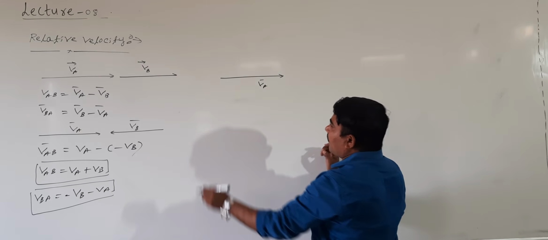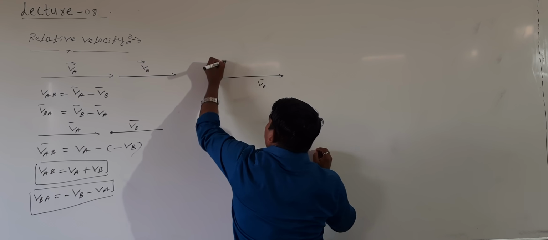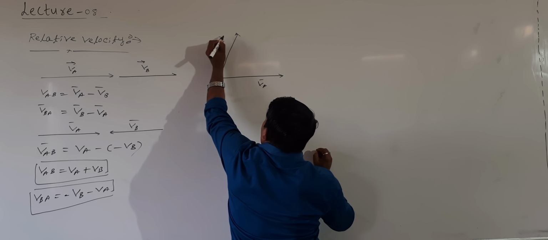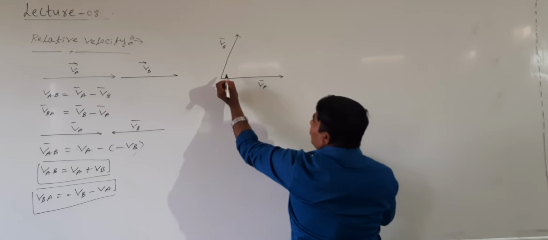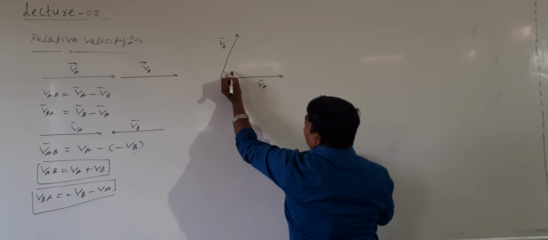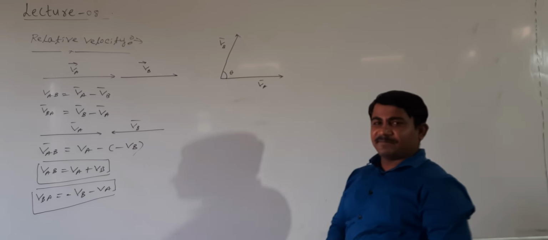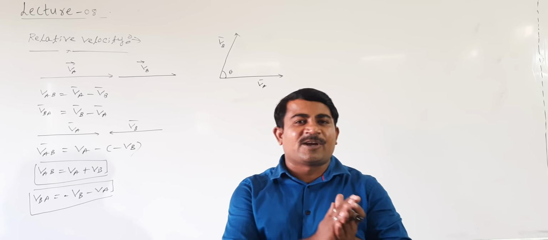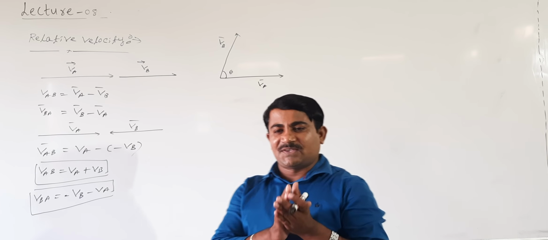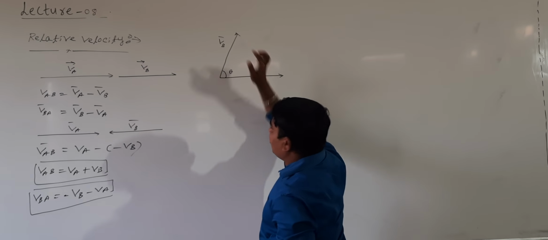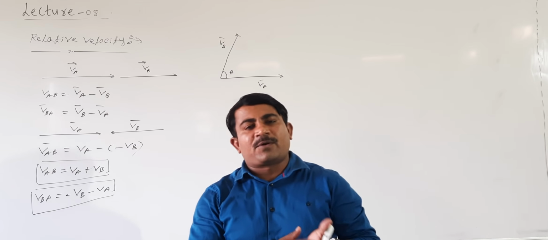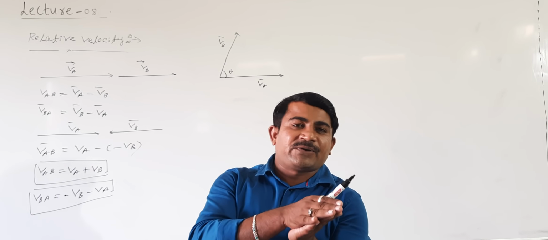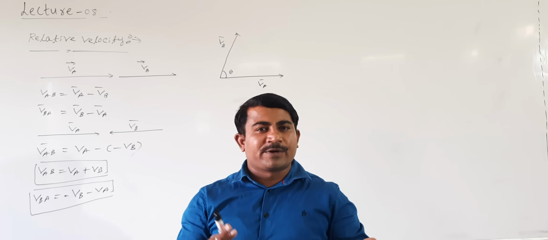Now I will take this as the velocity of another body. Velocity of this body can be represented by VB. How are they? VA and VB are inclined at an angle theta. Then in this case, how do we represent the relative velocity? It is very important. See here. You can represent either the velocity of body A with respect to body B, or the velocity of body B with respect to body A. Both you can represent.